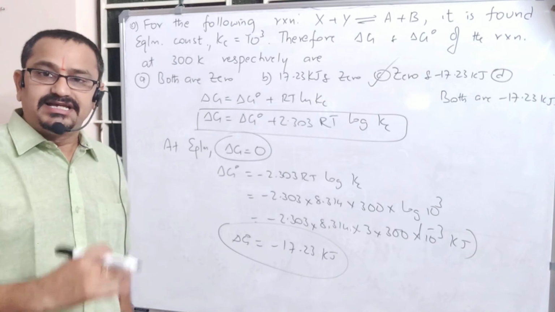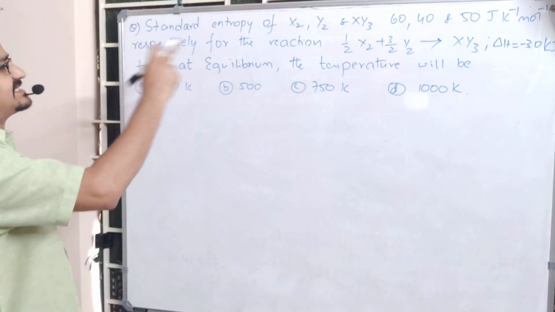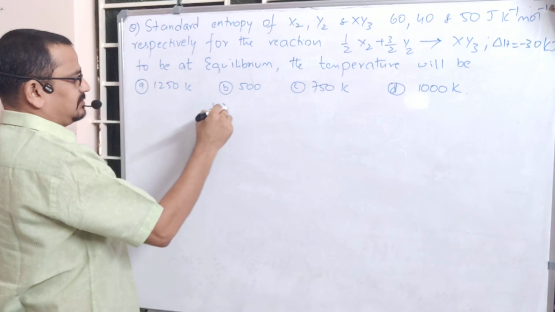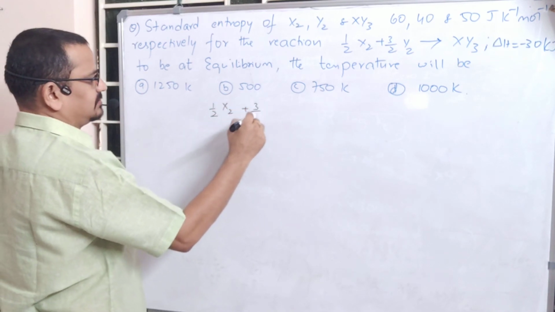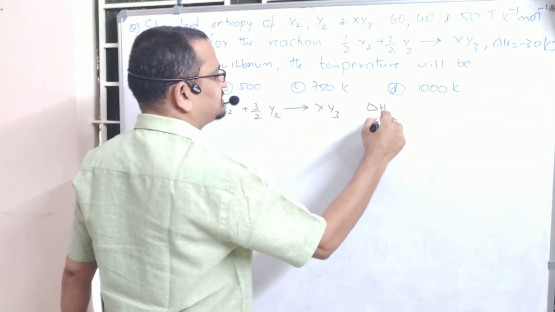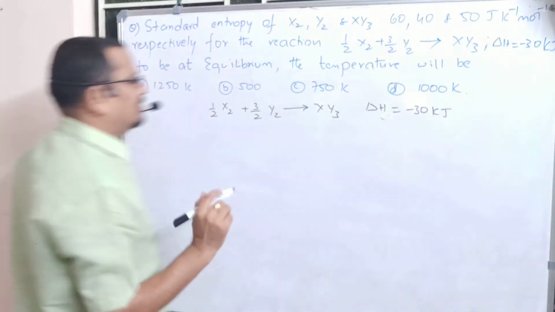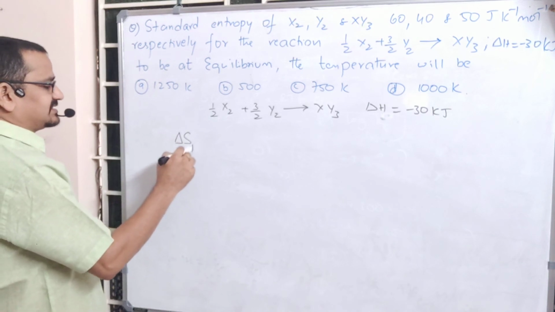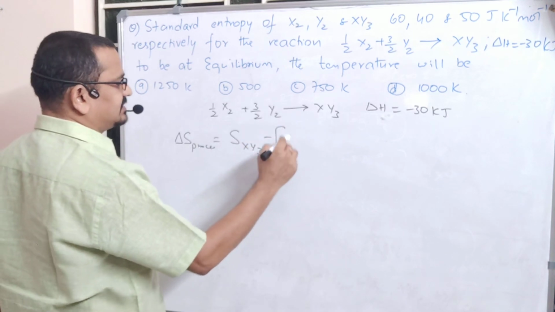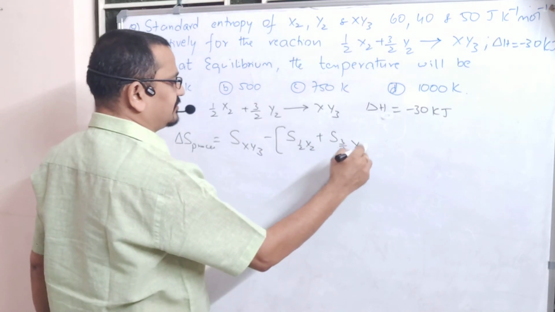Right? Now, let's take one more numerical. Standard entropy of the reactants and products for the given reaction. Delta H of the system, the total delta H of the process, is minus 30 kilojoules. Now, the total entropy change of the process can be given as entropy of products minus entropy of half X2 and entropy of 3 by 2 Y2.